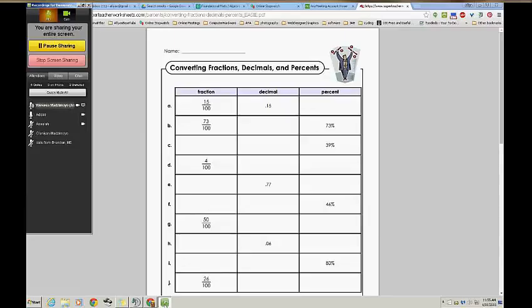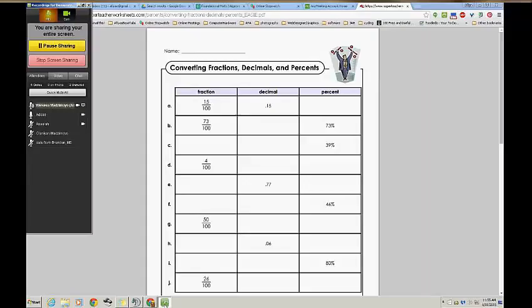Number F, we have the percent, 46%. What will be the decimal first? 0.46. And the fraction? 46 hundredths. Number G, we have the fraction, 50 hundredths. Give us first a percent. That would be 0.5. First a percent. Oh yeah, first a percent. Sorry, 50%. And then the decimal? 0.50 or 0.5. Excellent.